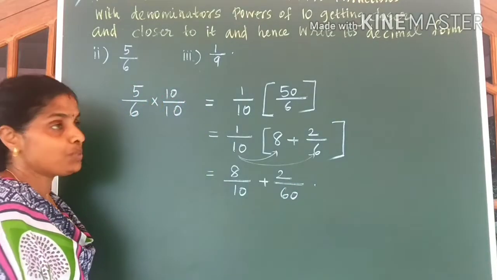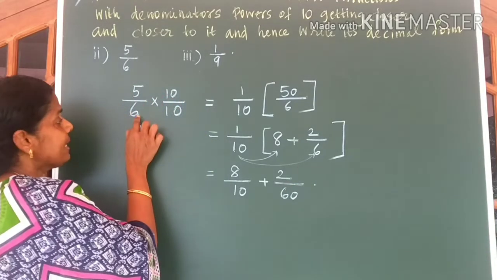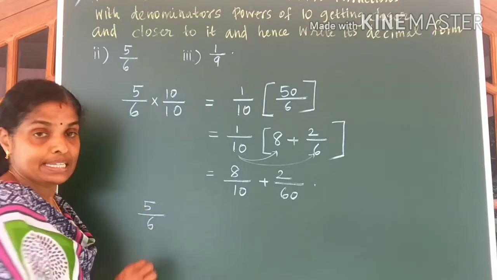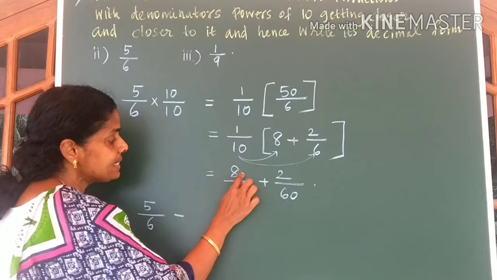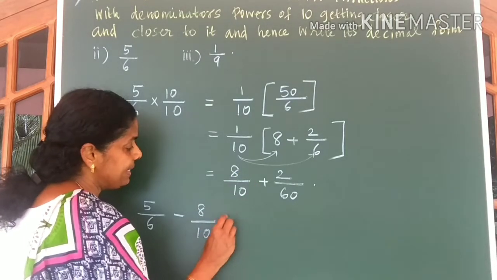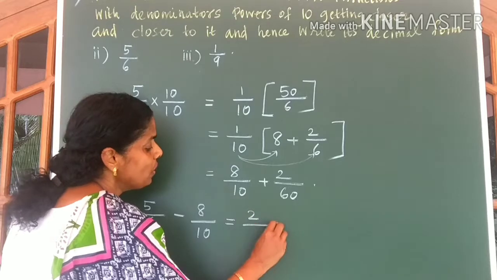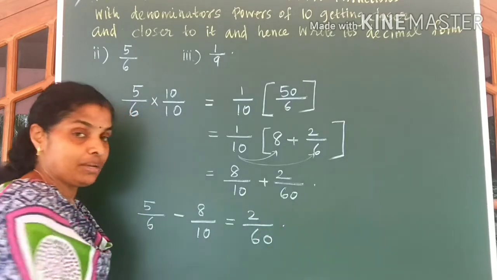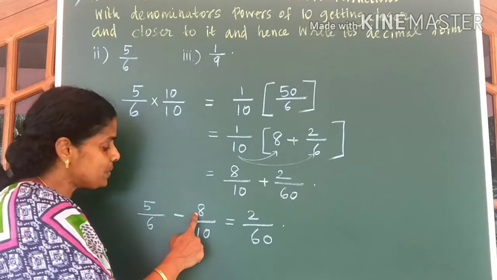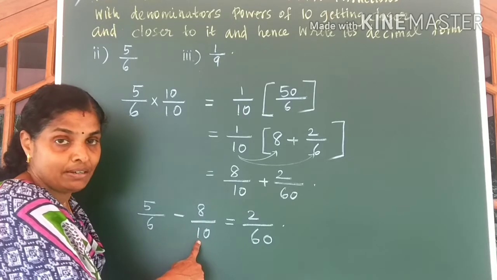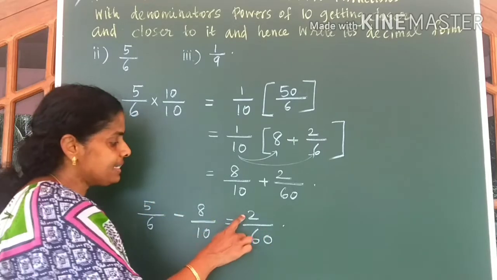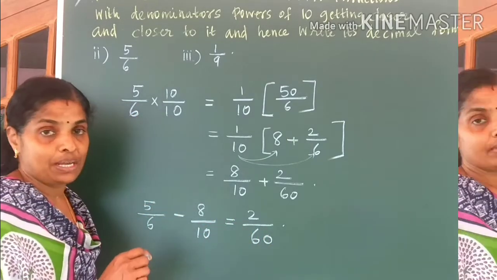Or otherwise we can write the given fraction 5 by 6, take 8 by 10 to this side, 5 by 6 minus 8 by 10 is equal to 2 by 60. That means from 5 by 6, if you subtract 8 by 10, you get a very small fraction, that is 2 by 60.